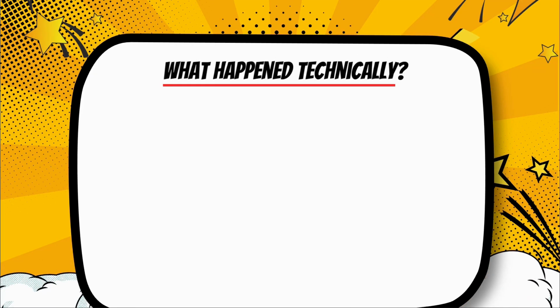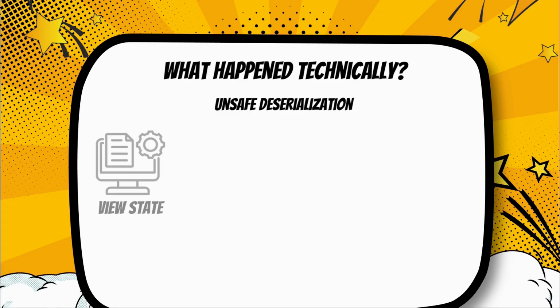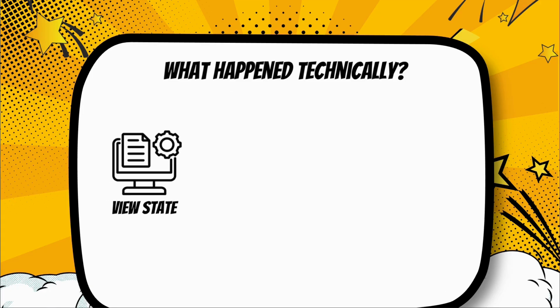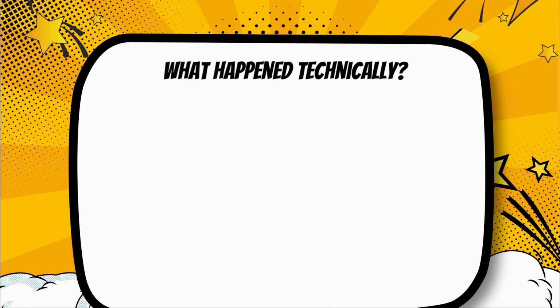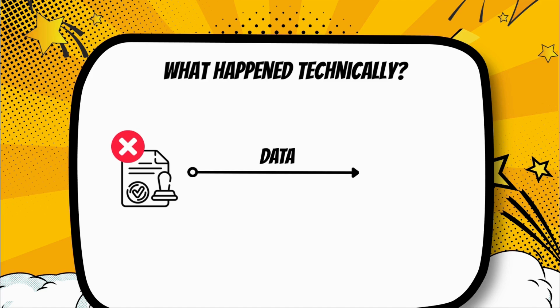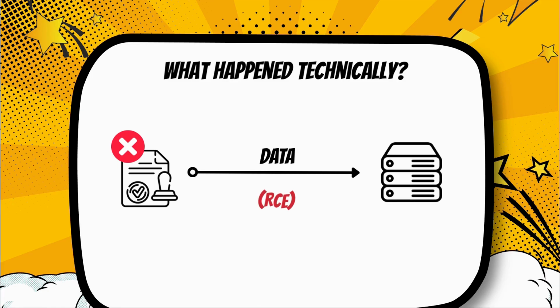Let's see what happened technically. The technical root of the problem was unsafe deserialization related to ViewState. ViewState is a mechanism in the ASP.NET framework that maintains the state of a page and controls in a portable form. During deserialization, if the data is not validated, an attacker can create malicious data that is executed on the server when it is recreated. And this is how RCE works.